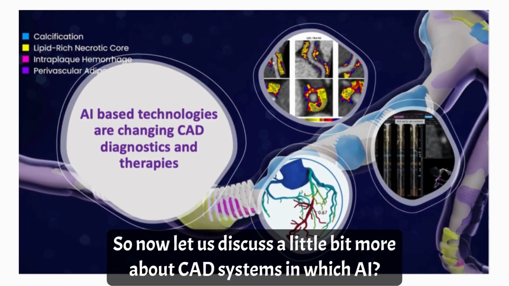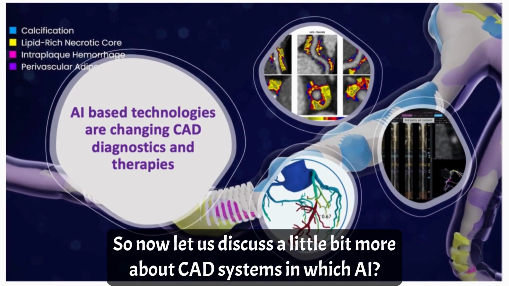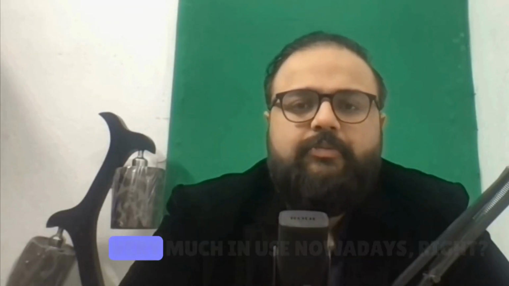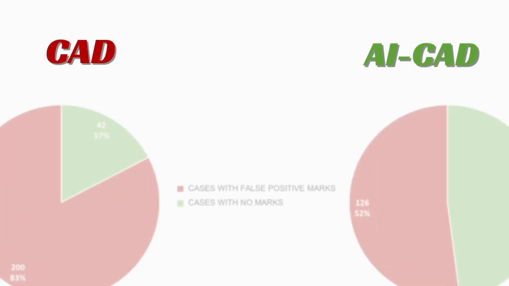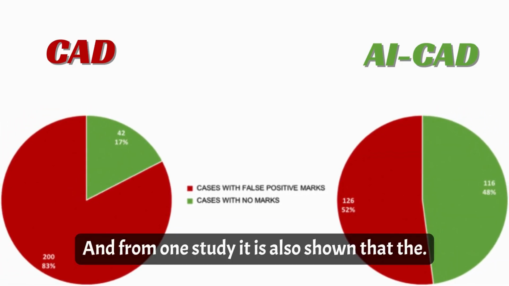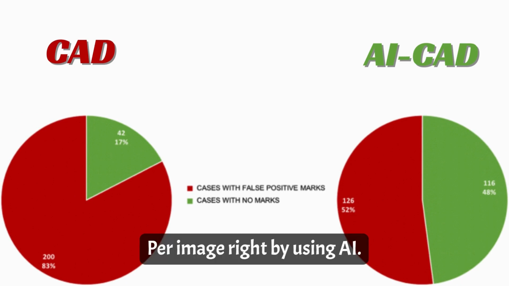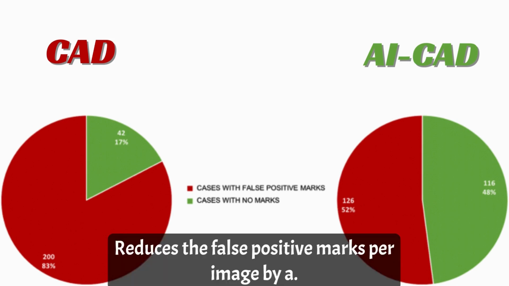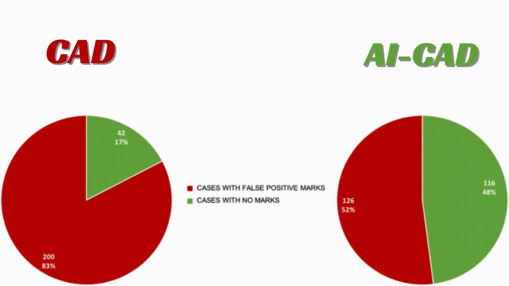So now let's discuss a little bit more about CAD systems in which AI is already integrated. The CAD systems are very much in use nowadays, right? And one study has also shown that using AI in a CAD system reduces the false positive marks per image by a whopping 69%.